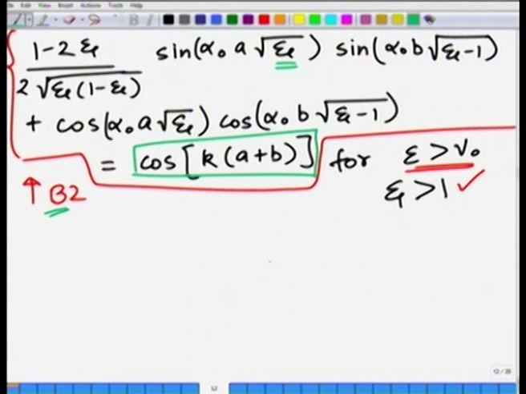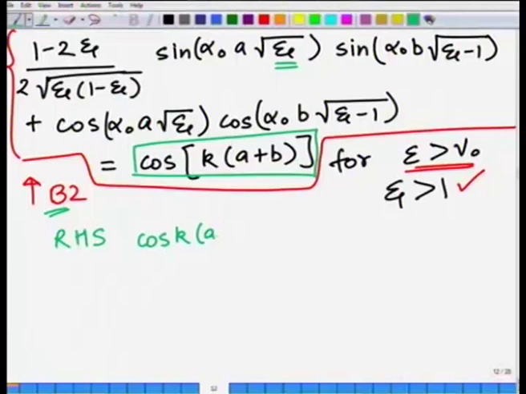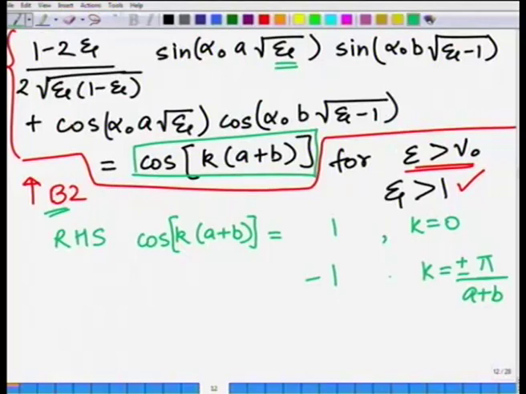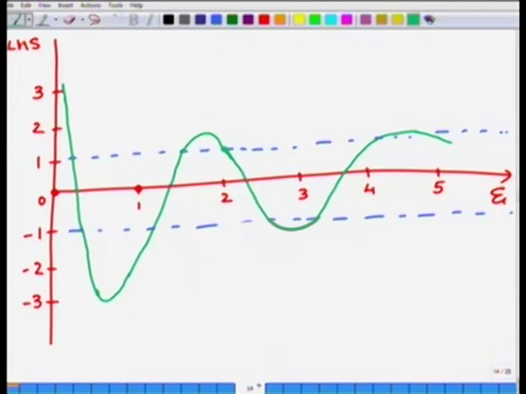Let me quickly write down that right hand side. If you look at the right hand side, cosine k(a plus b) is equal to 1 when k is equal to 0, and for k equal to plus minus pi divided by (a plus b), this function will be equal to minus 1. So, this bound which I am showing you is for k equal to 0, where this value is plus 1, and for k equal to plus minus pi divided by (a plus b), that periodicity, is where the value of the right hand side will become minus 1.